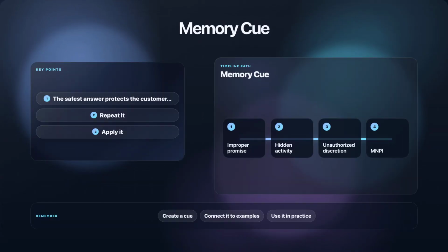Use this memory cue. The safest answer protects the customer and the market. A good cue is short enough to remember, but meaningful enough to guide a practice question. When you see this topic again, return to that cue before selecting an answer.